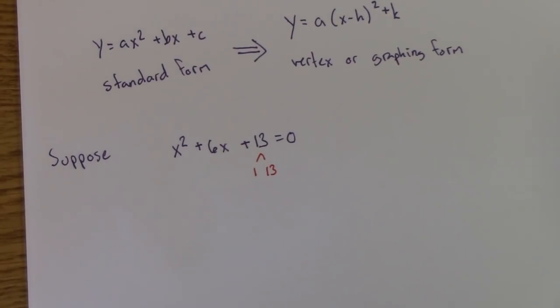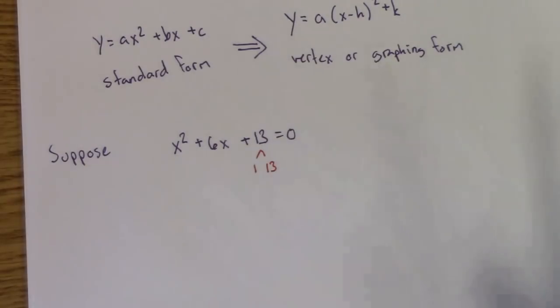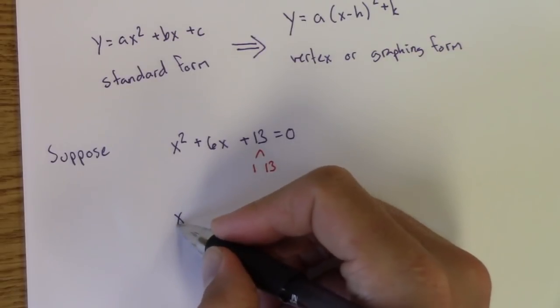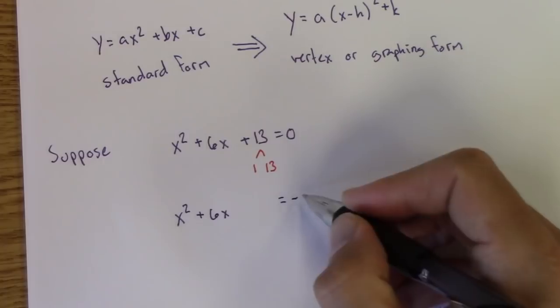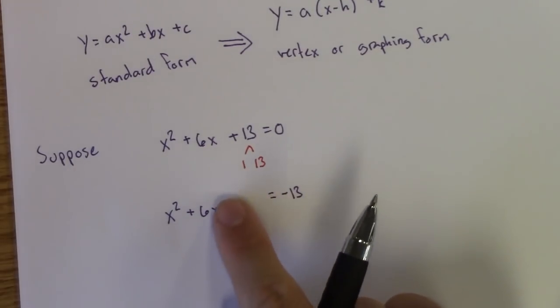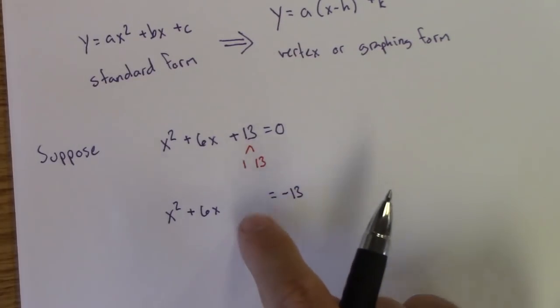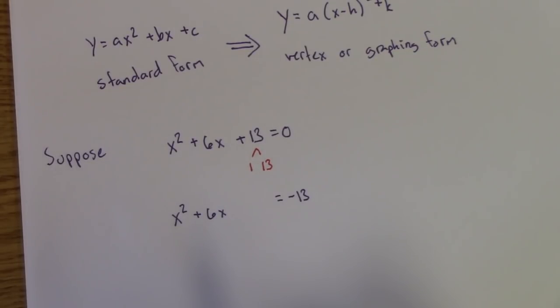One strategy that we had last year was to do the following. I'm going to take my 13 and move it to the other side. And so I'm going to get x squared plus 6x is equal to a negative 13. Okay, just subtracting 13 from both sides. And one of the strategies we had was to do what's called complete the square, and in essence, pick the number that will make the left-hand side factorable.